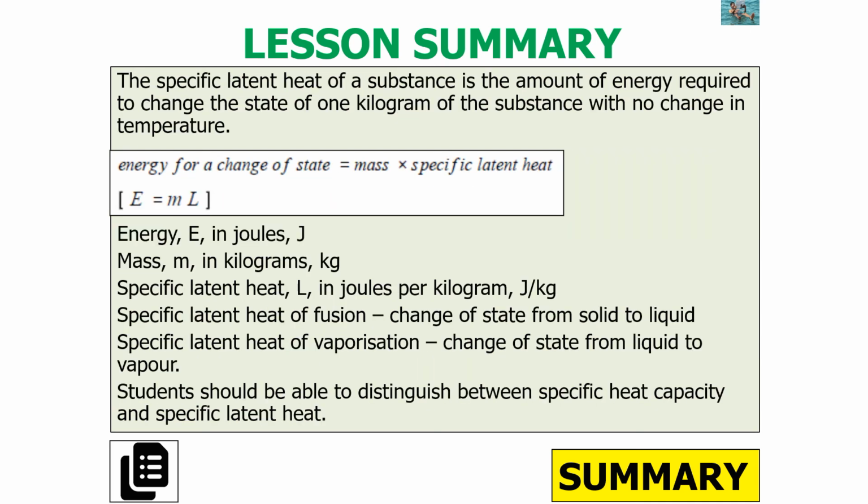Now the specific latent heat of a substance is the amount of energy required to change the state of 1 kilogram of the substance with no change in temperature, where E is equal to mL. And you should know the specific latent heat of fusion is the change of state from a solid to a liquid, and the specific latent heat of vaporization is the change of state from a liquid to a vapor, and you can distinguish between specific heat capacity and specific latent heat.